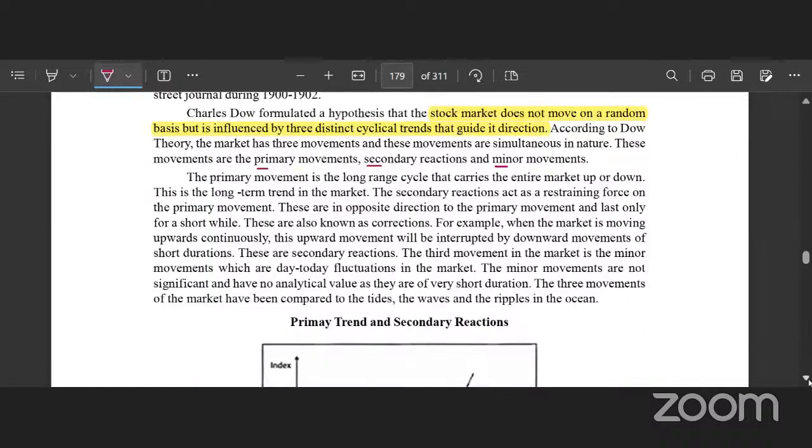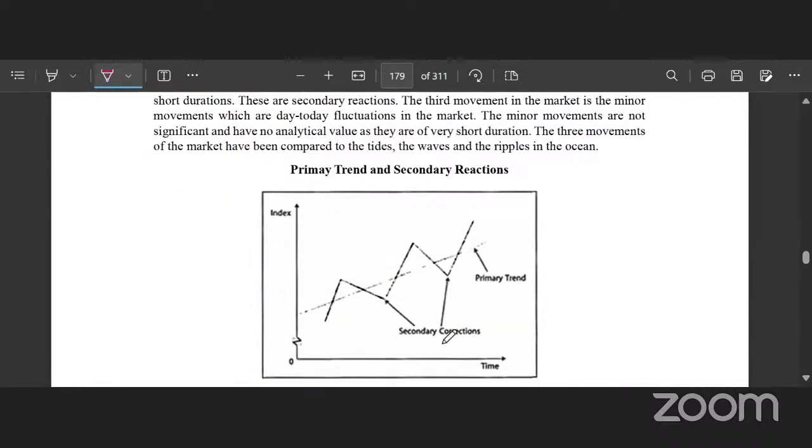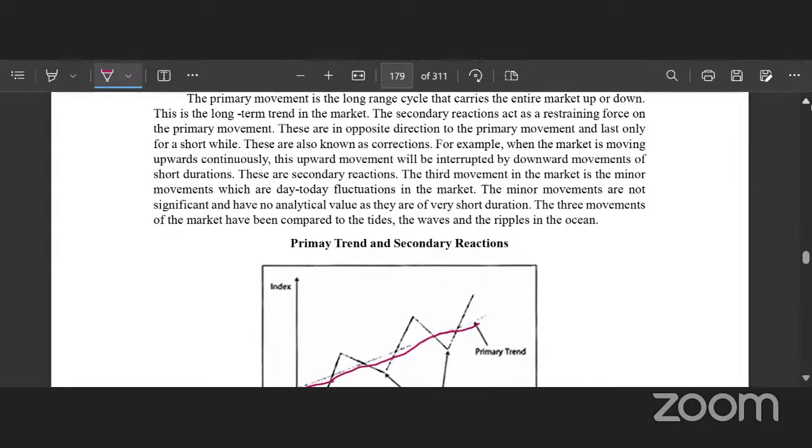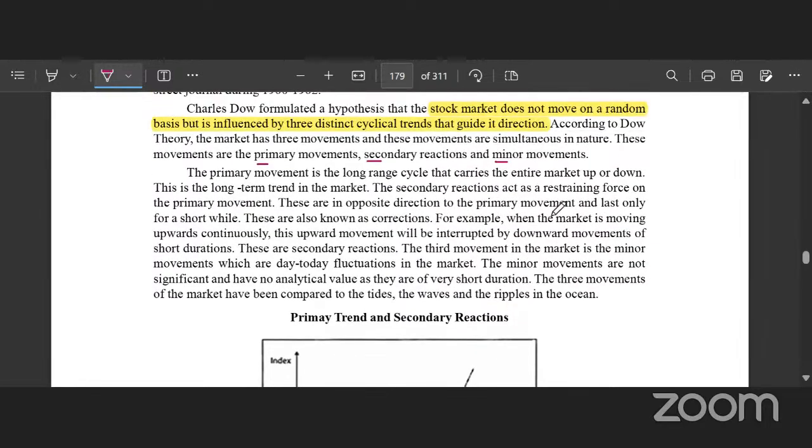Suppose you see this graph, and this line is the primary trend. These are secondary movements, and the market will also be influenced by the tertiary movements. So we'll see what these primary, secondary, and minor movements are.